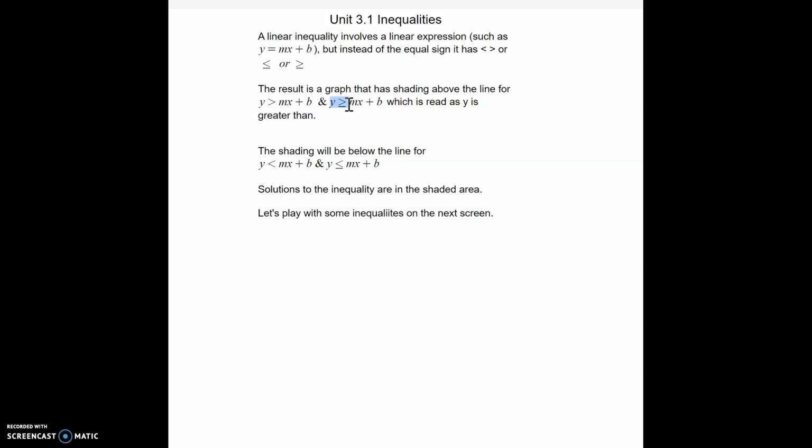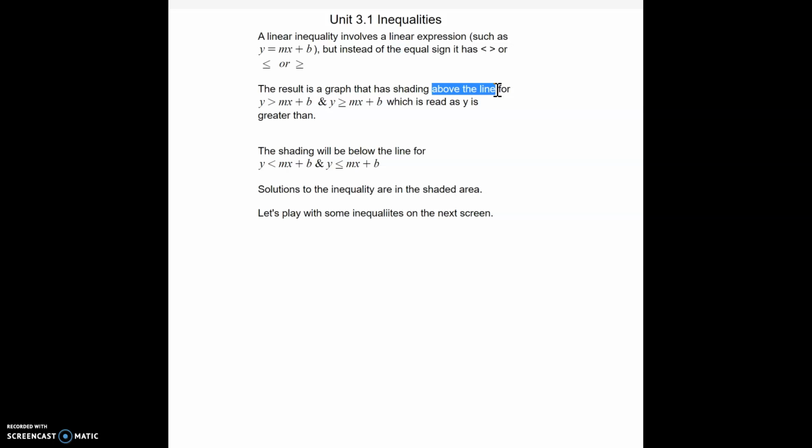What does it say? Above the line. That makes sense. We shade for the bigger side. And because we're going to have a line, we're going to shade above or below. Below makes sense with less, right? Above makes sense with more. And so that's how this works.